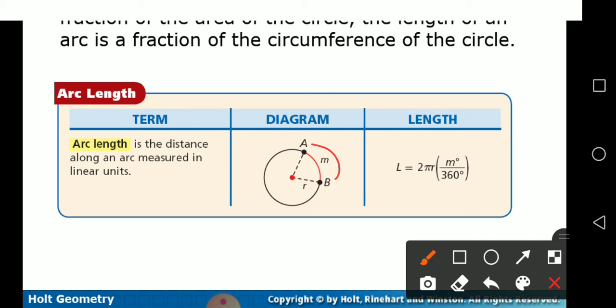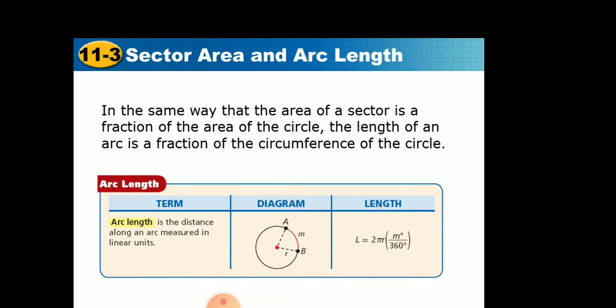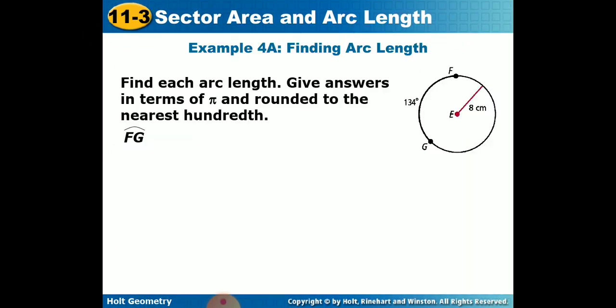So we have here the length equal what? 2 pi r times measure of angle over 360. It's very easy to memorize. So let's have an example.